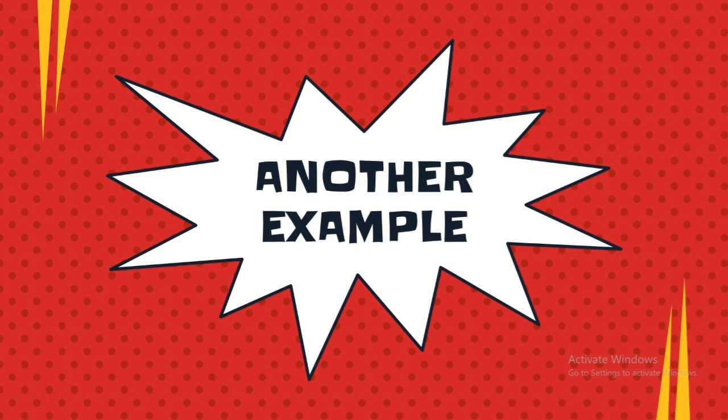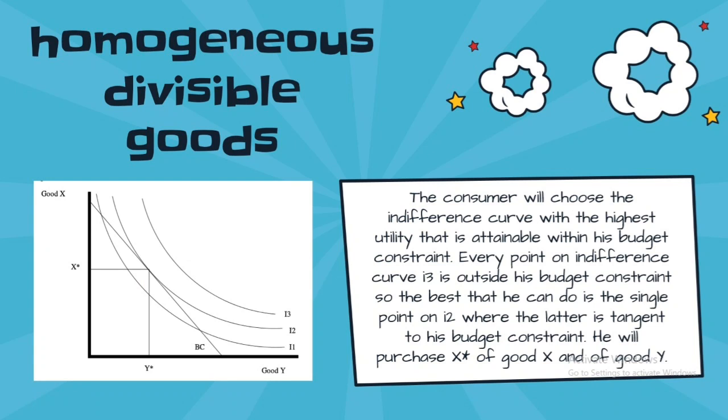At this time, we will give you another example about our topic today. Homogeneous divisible goods. The consumer will choose the indifference curve with the highest utility that is attainable within his budget constraint. Every point on indifference curve I3 is outside his budget constraint, so the best that he can do is the single point on I2, where the latter is tangent to his budget constraint.